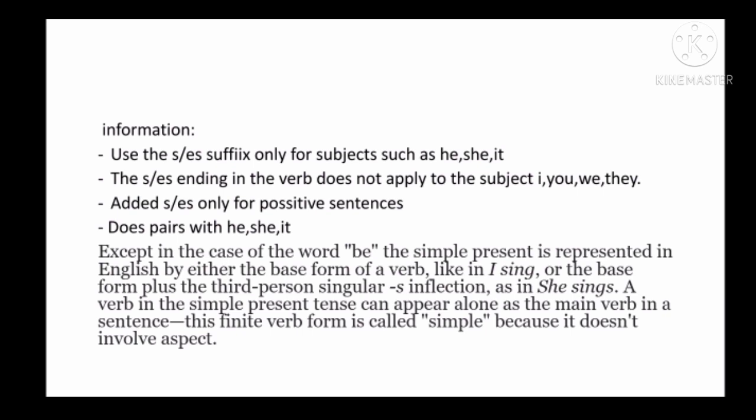Except in the case of the word be, the simple present is presented in English by either the base form of a verb, like in "I sing," or the base form plus the third person singular s inflection, as in "she sings." A verb in the simple present tense can appear alone as the main verb in a sentence. This finite verb form is called simple because it does not involve aspect.